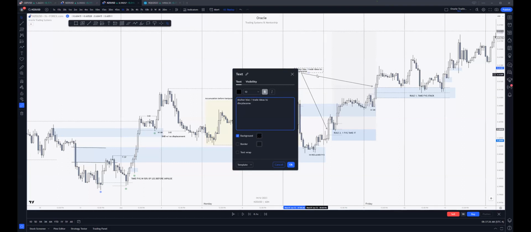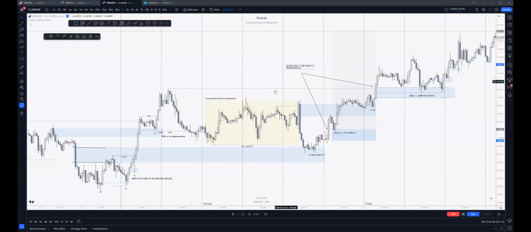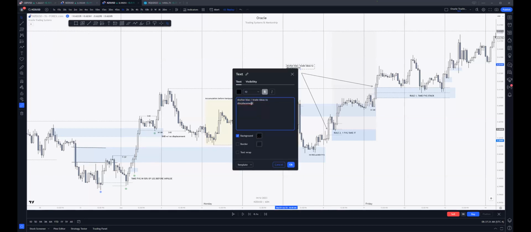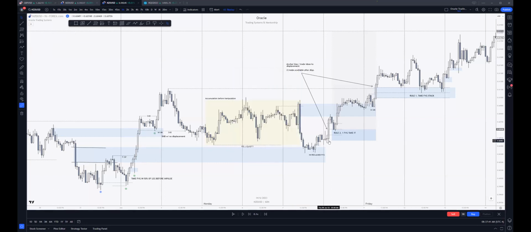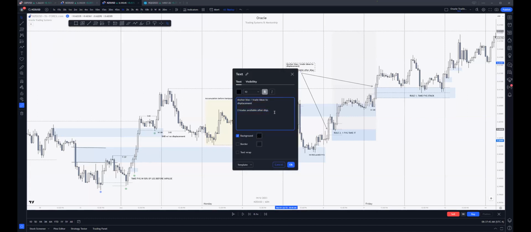displacement, right? Few trades available after displacement. All right, so we get displacement here at the open. Well, time of day, New York and London. Time of day, New York, London, New York.